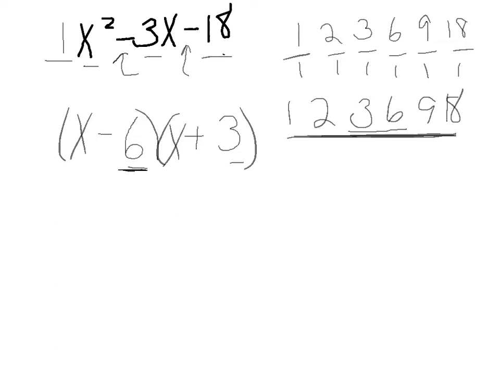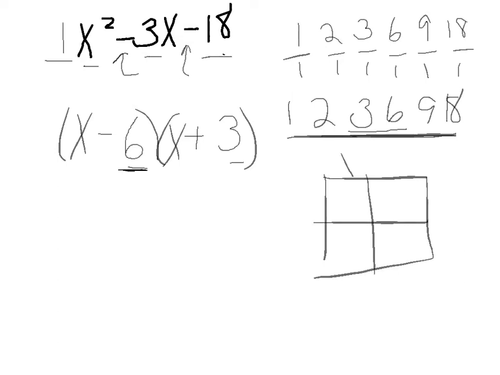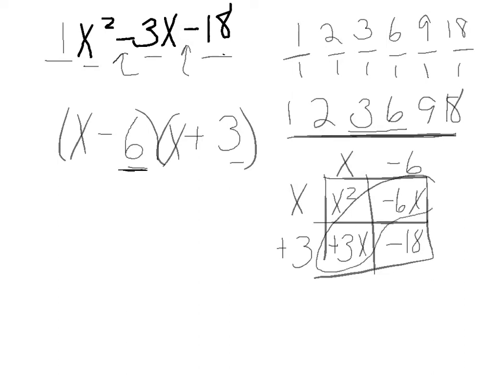Now to check, I can always FOIL or do a Punnett square back. X squared minus 6x plus 3x minus 18. This would be minus 3x. So you can see that I have exactly this back. So I did it right. Okay, let's try another one.